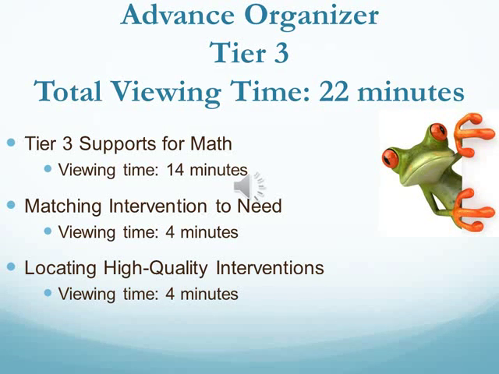First, we will discuss how MTSS applies to mathematics at the Tier 3 level and consider what effective instruction and intervention looks like, as well as ways to enhance and support academic engagement. Additionally, we will discuss differences between Tiers 2 and 3. Next, we will discuss matching intervention to need, and finally, we will discuss how to locate high-quality interventions. The overall viewing time is 22 minutes for this module.